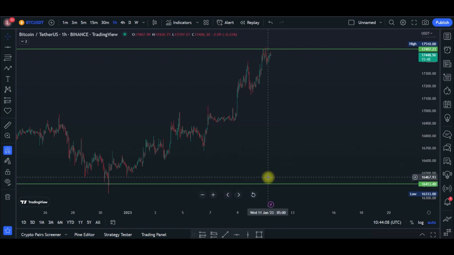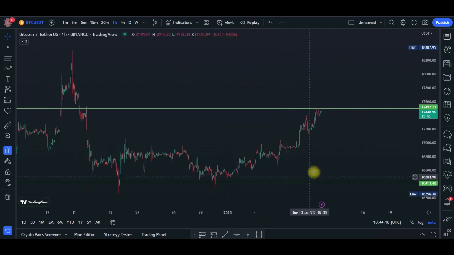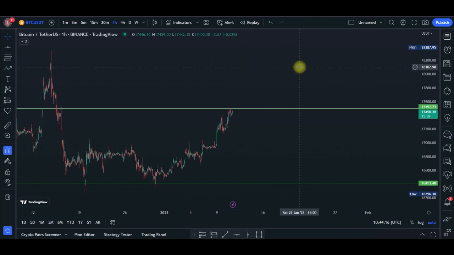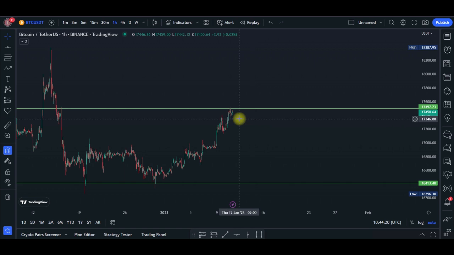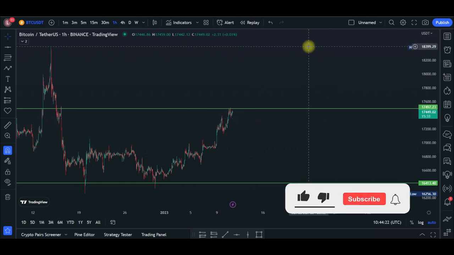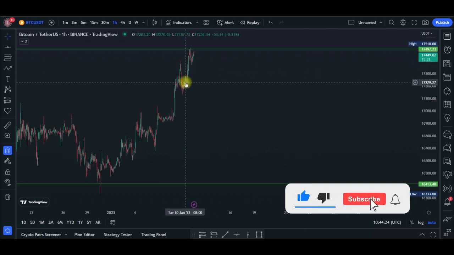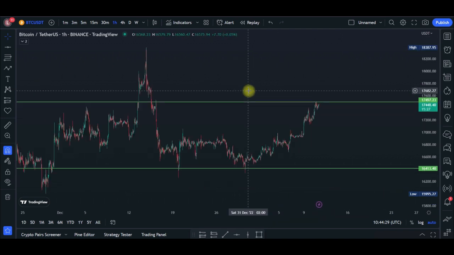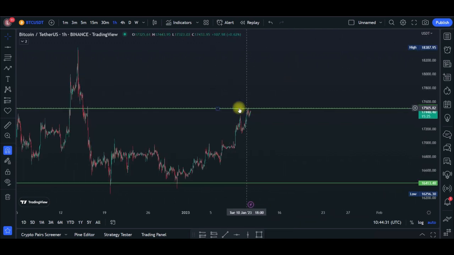If the market gets to 16,500, there is every probability that it could break this support level and continue downward, or it will bounce from this support level and continue upward. The upward movement will come to test 17,500 or even break 17,500 and go up. So before you can take a sell trade, it needs to break this previous low here, or before you take a buy trade, it needs to break above 17,500. These are some of the things you need to understand when it comes to trading.